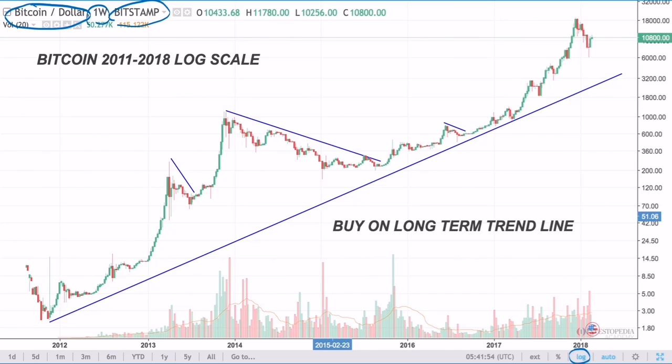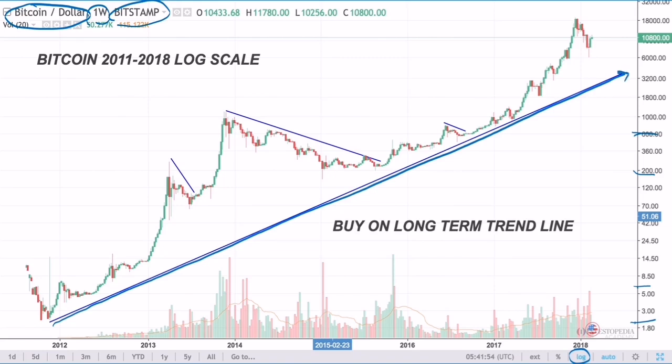And what this represents is that on the y-axis for price, each move is via a percent increase. So the move from 2 to 6 should be the same as the move from 200 to 600, the same distance at least. Now, I drew a long-term trend line here that shows that the move in Bitcoin for the last 6 years has been steadily higher.